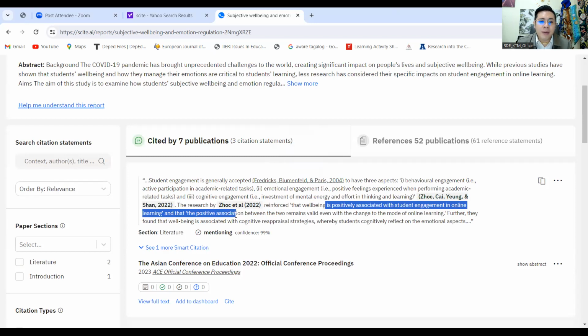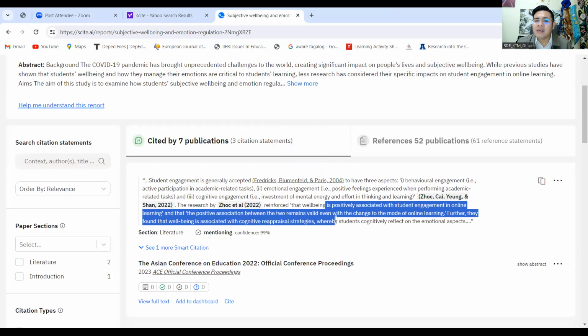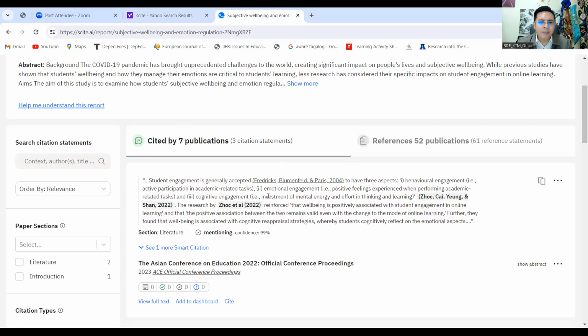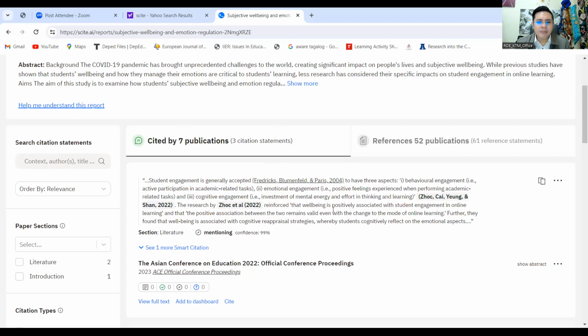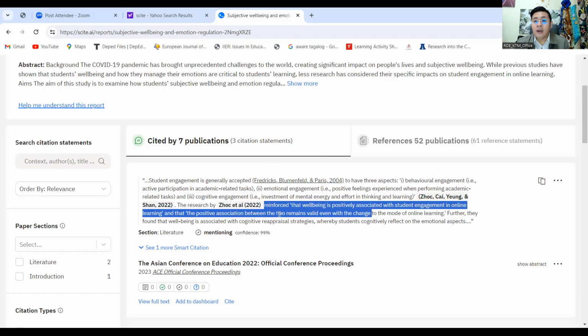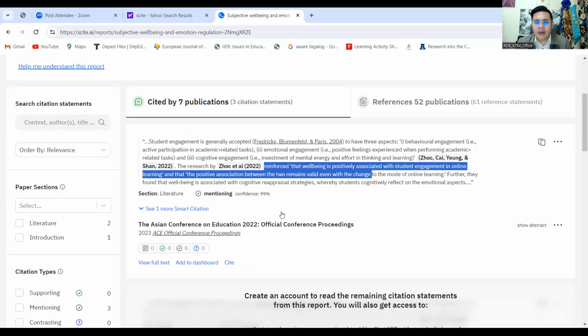That positive association between the two remains valid even with the change to the mode of online learning. So it's just stating that regardless of whether it's online or not online, these are accepted concepts: emotional intelligence, behavioral engagement, and cognitive engagement are accepted as ways that reinforce the well-being of students, whether online or not online.